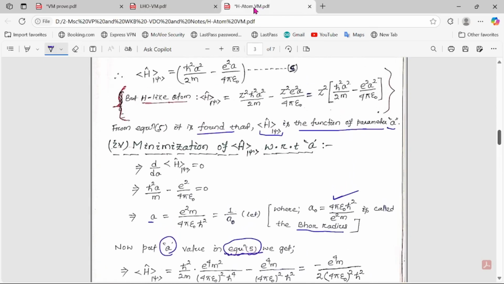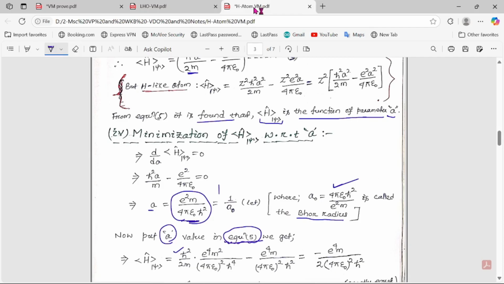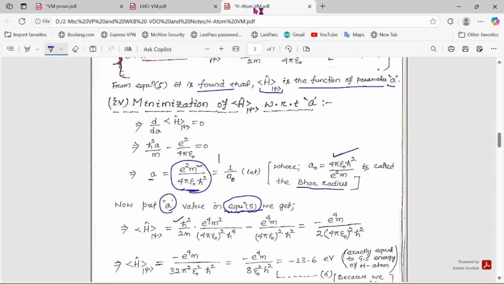Here you can see the first term, h cut square a square by 2m. If I put the a value over here, this will be h cut square by 2m, and the a square gives e to the power 4 m square by (4 pi epsilon naught) square h cut to the power 4. The same thing has been written here.